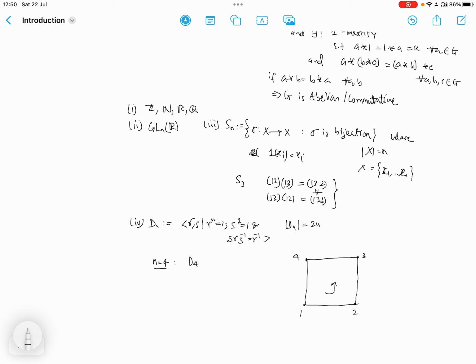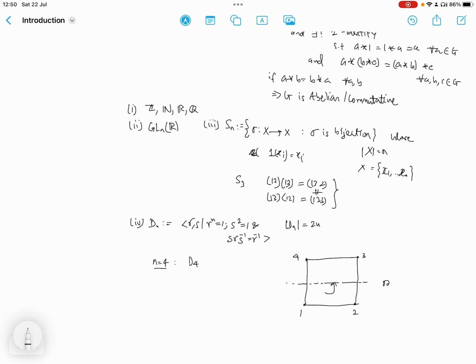If you rotate it 4 times, you will get back to the original. That is clear, because you are rotating by 90 degrees and 4 times you will get back to the square that we started with. So that is an element of order 4. That is the rotation R, and there are four reflections. What are these?